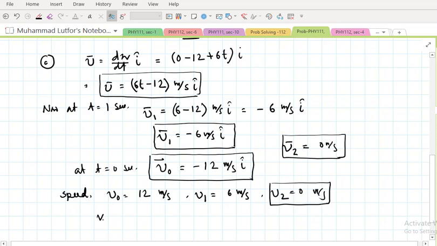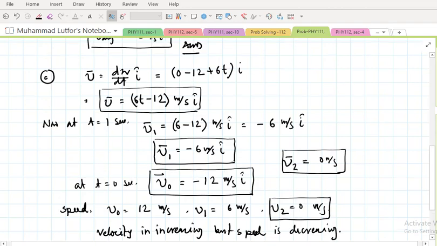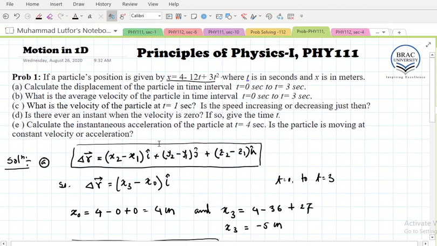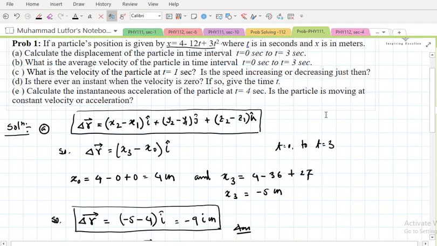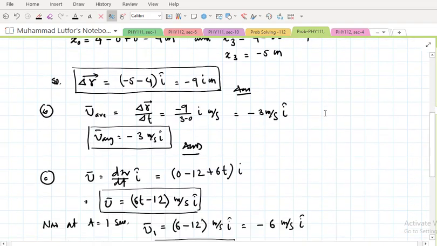Velocity, then I can say that velocity is increasing, but speed is decreasing, right? So I can say at t equal to 1 second, they ask whether the speed is increasing or decreasing. I can say the speed is decreasing.